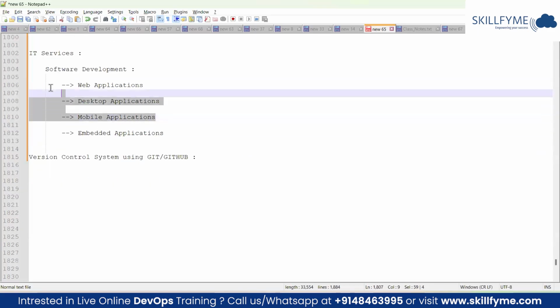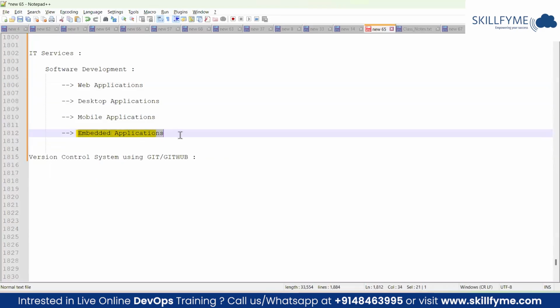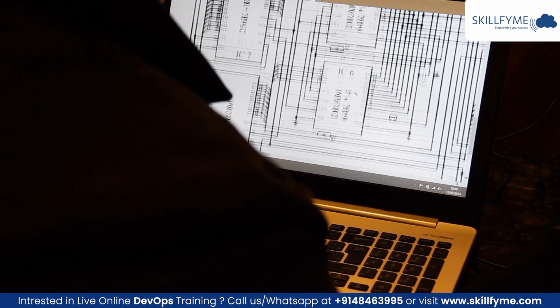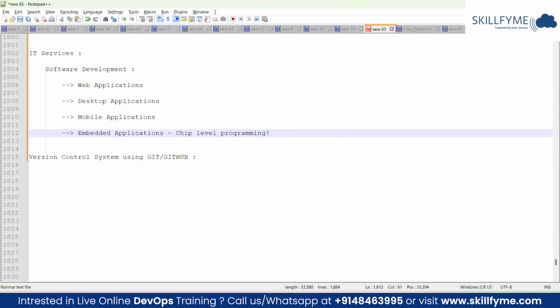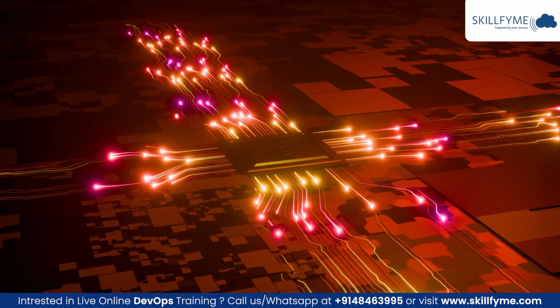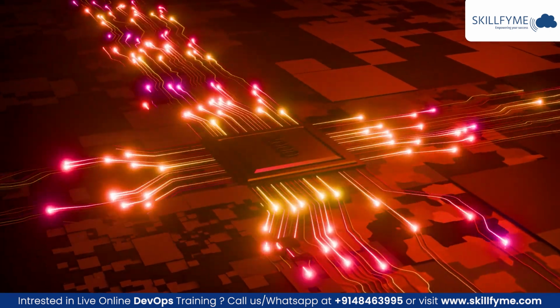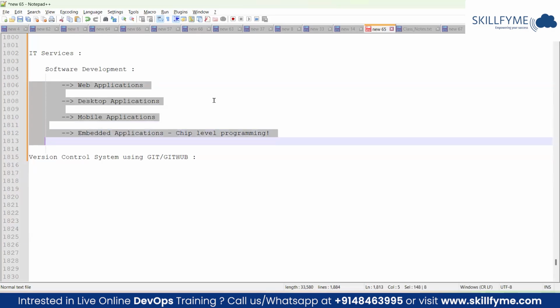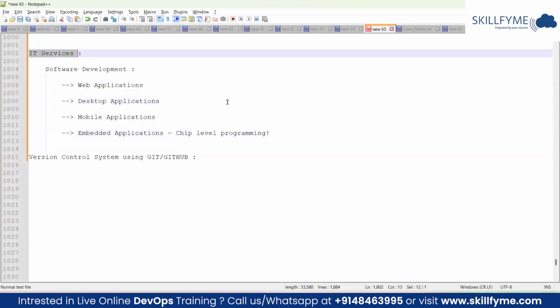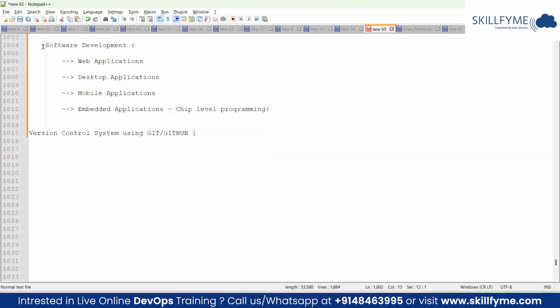And apart from all these things, we have something called embedded application, that is something like chip level programming, something like your IoT services. The software, whatever you are using on a desktop machine, will get embedded into the microchips and it will be executed. Chip level programming, like your IoT services, we can say embedded applications. So all these software has to be developed by these IT service providers, and how they actually develop the software, what are the processes they follow.